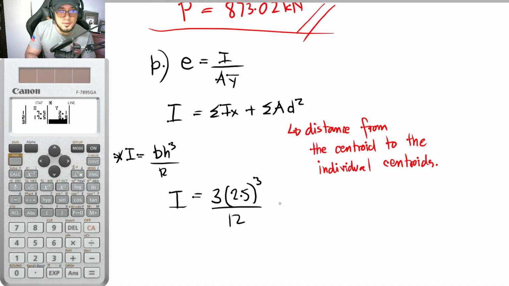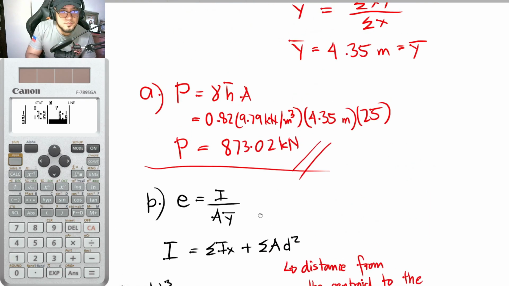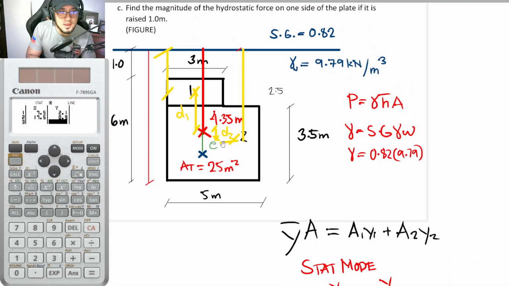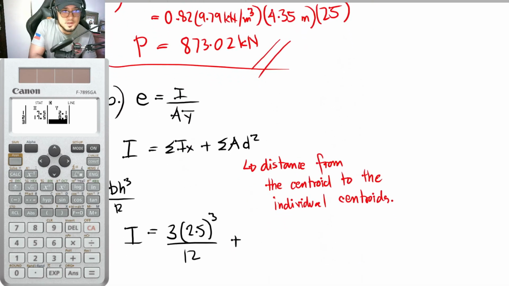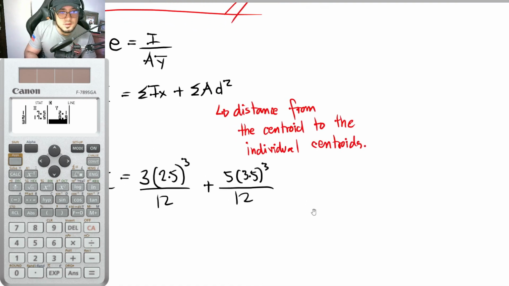What about for the second? For the second, that is 5 meters and 3.5. So plus 5 times 3.5 cubed divided by 12. So plus the area. The area here is, there, plus A D squared.